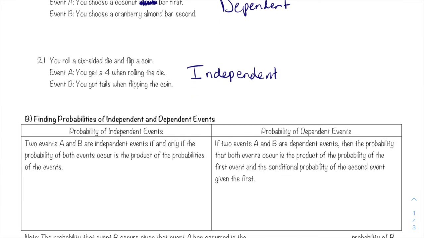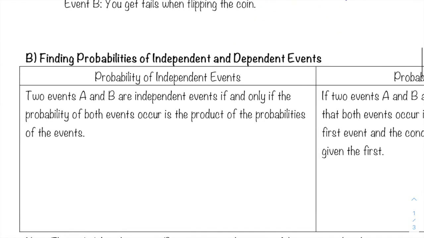So how do we calculate the probability of these two types of events? Now, an independent event is pretty basic. The two events, A and B, whatever they are, you figure out the probability of each one. And so it says the probability of both events happening. The key word here is both events occurring is the product of the probabilities of the events.